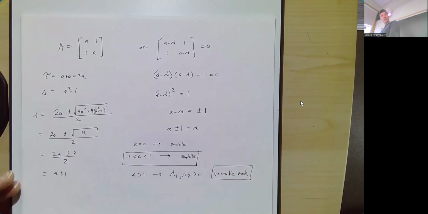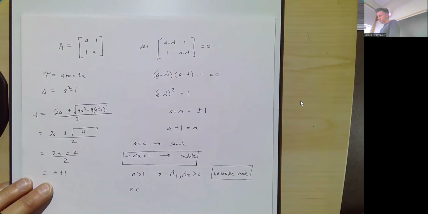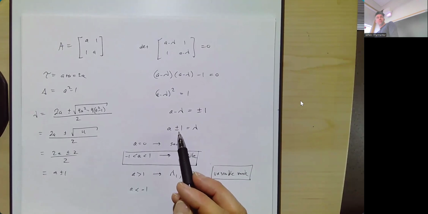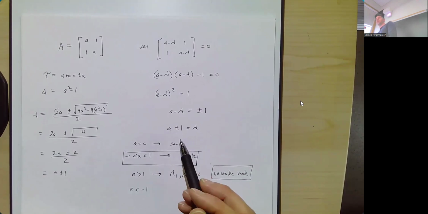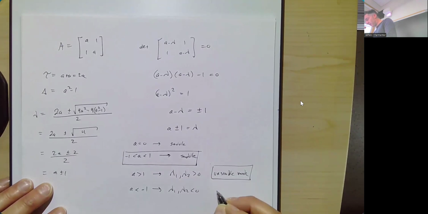And in a similar way, if A is less than 1, no, sorry, less than -1, apologies. Like -2 or -3, then -2 plus or minus 1, both negative. -2 plus 1 is negative, -2 minus 1 is negative. So if A is less than -1, both lambdas are negative, and we have a stable node.